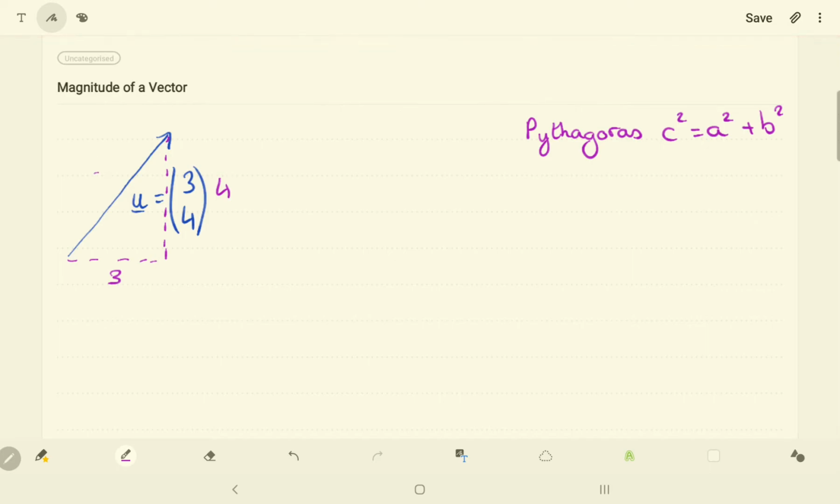And if we were doing Pythagoras, our long side is C, A and B can be either way around. So we'd substitute in, we'd square them, we'd add them, and then we've got c squared, but we don't want c squared, we want c by itself. So we'd square root the 25 and we'd be left with just 5.